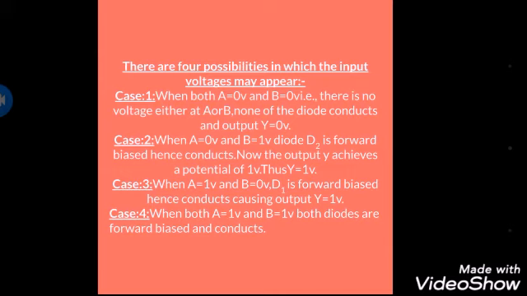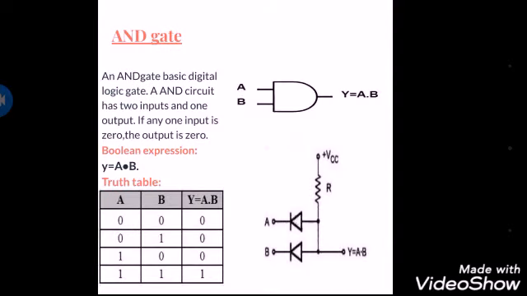In the fourth case, both the inputs A is equal to 1 volt and B is equal to 1 volt. Both the diodes are forward biased and conduct. Then the output Y is equal to 1 volt. These results are shown in the truth table. Next, we'll go into the AND gate.